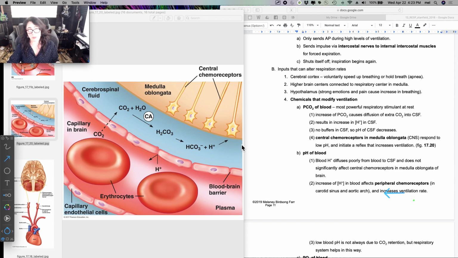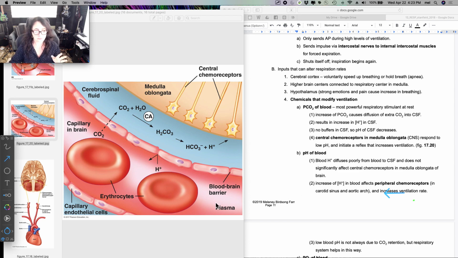They respond to low pH, and no matter what anything else is doing, that is going to make you breathe. It says there is too much carbon dioxide, you are pissing off your brain, breathe, I don't care what else you're doing. So high PCO2 in the blood is the most powerful respiratory stimulant.